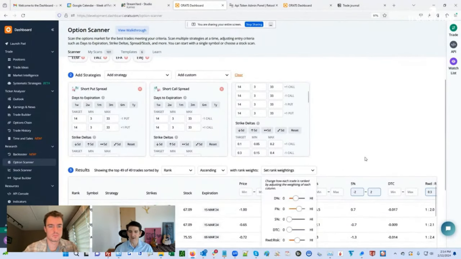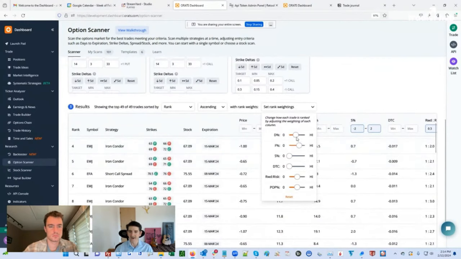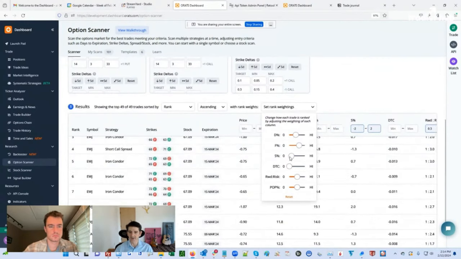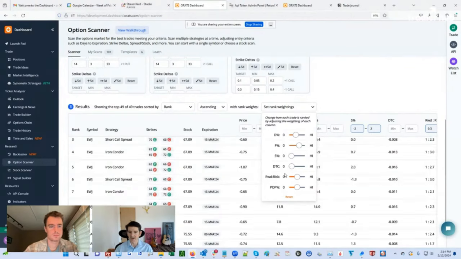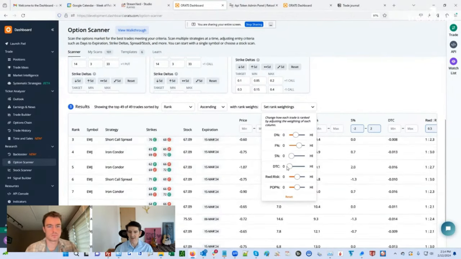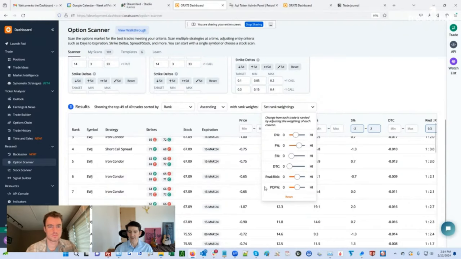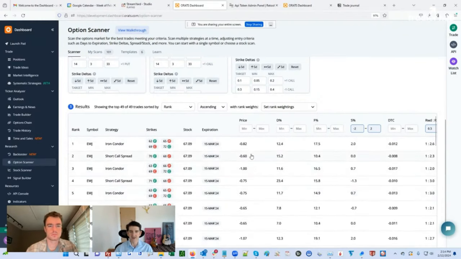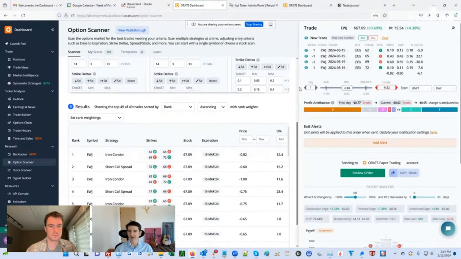So then I'm ranking these. I like our forecast, a little bit of our distribution, maybe a little bit of smooth. DTC is good, how much deltas cost. I don't like that much. Reward to risk and probability of profit are kind of offsetting. That's how we come up with this iron condor. So let's take a look at it, click on that, and it pulls it up.